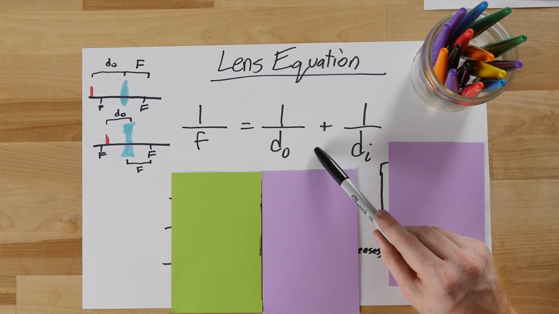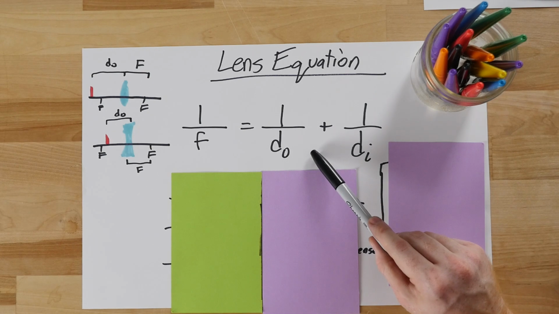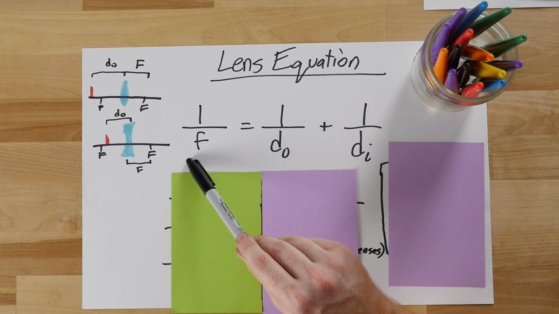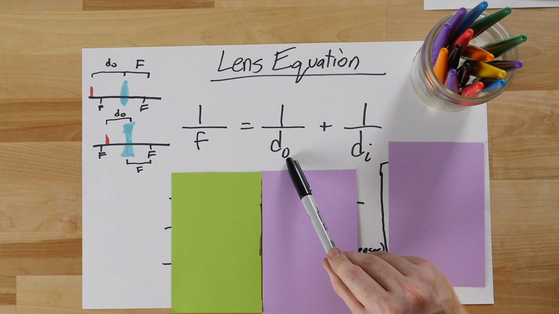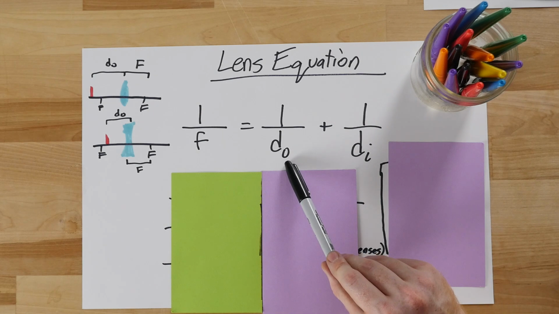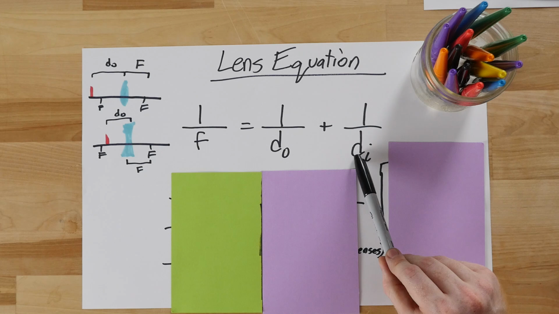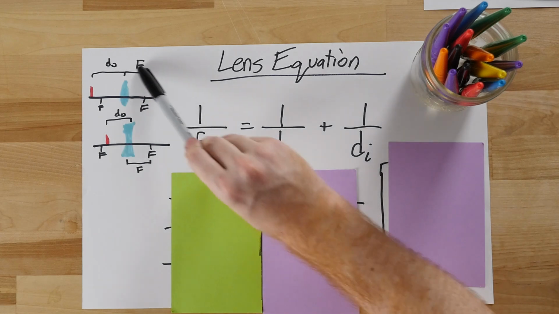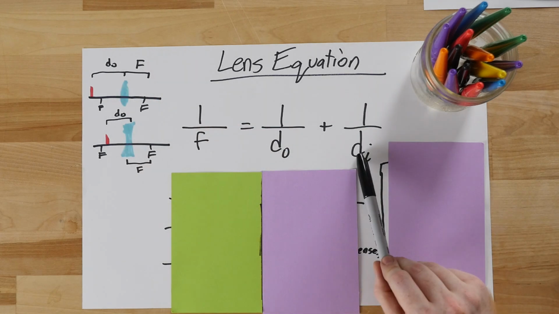The equation that we saw for mirrors is in fact the same equation we can use for lenses. F refers to the focal length of the lens, DO refers to the distance of the object from the lens, and DI refers to the distance of the image to the lens. Here you can see an example of how you can figure out those values.